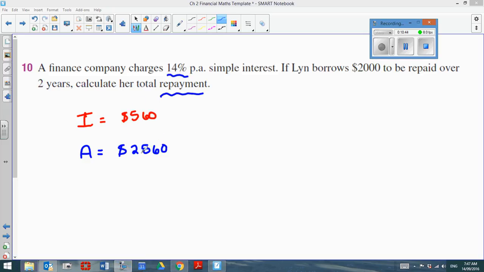So this is a great example of what happens when we borrow money from the bank. Lynn borrowed $2,000, but over 2 years, she actually had to pay an additional $560. And that's basically for the convenience of allowing a bank to give you money and let you borrow money so that you can buy something. So always worth thinking about.